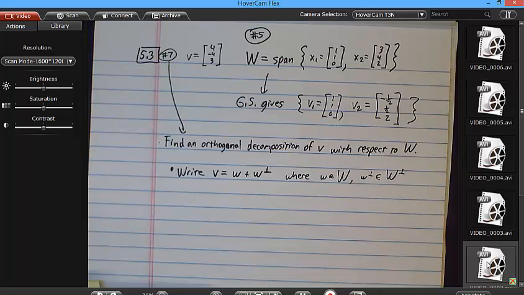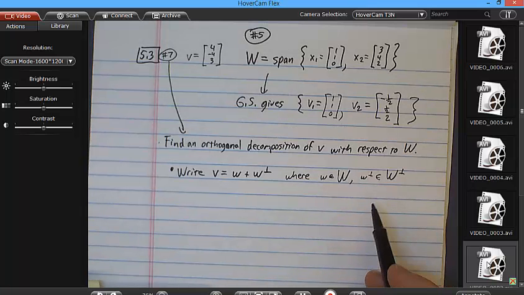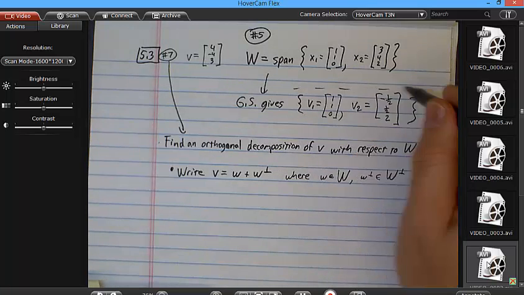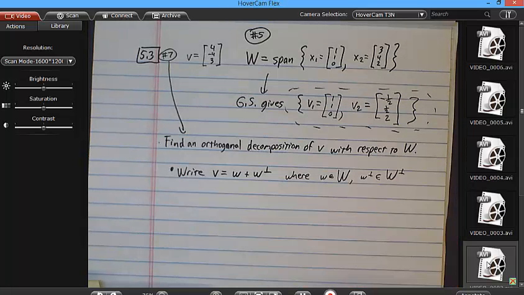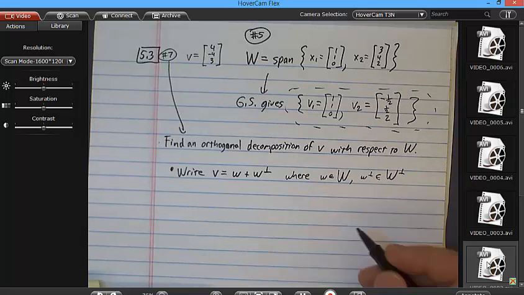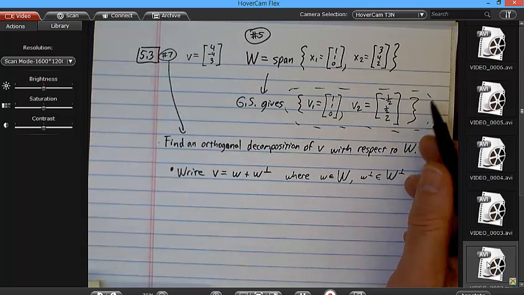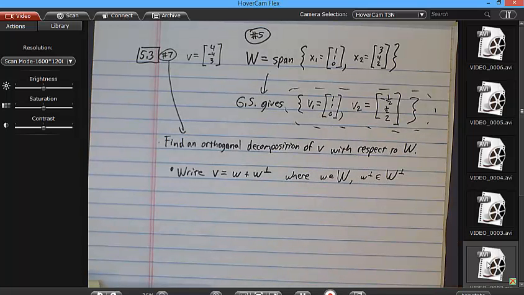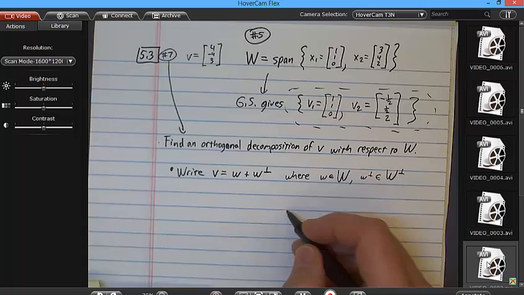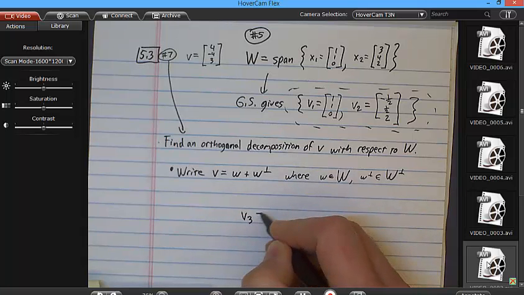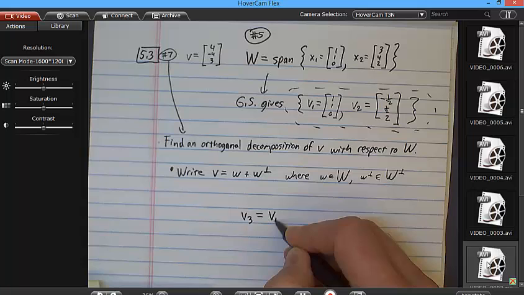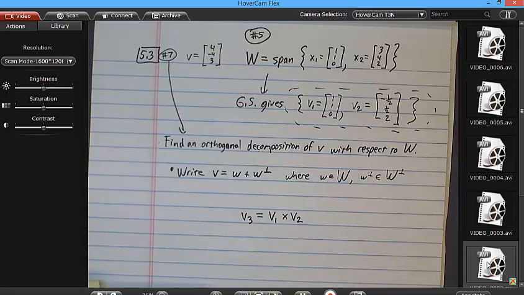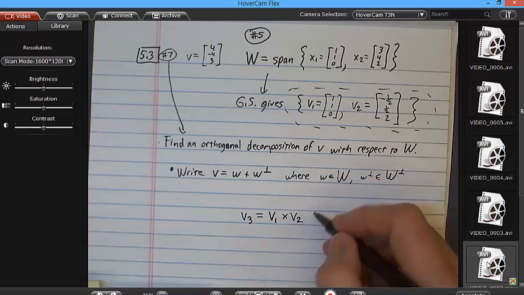Okay. I mean, this is nice, right? This is my orthogonal basis for W. Now, to get V3, which would be orthogonal to these, I guess, you know, there's the calc way of doing it, right? So V3 you could get by doing V1 cross V2. So let me do that.